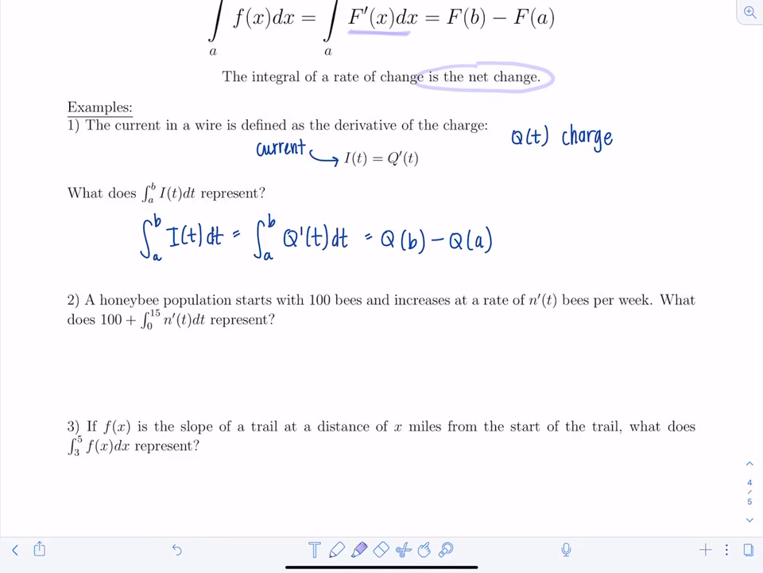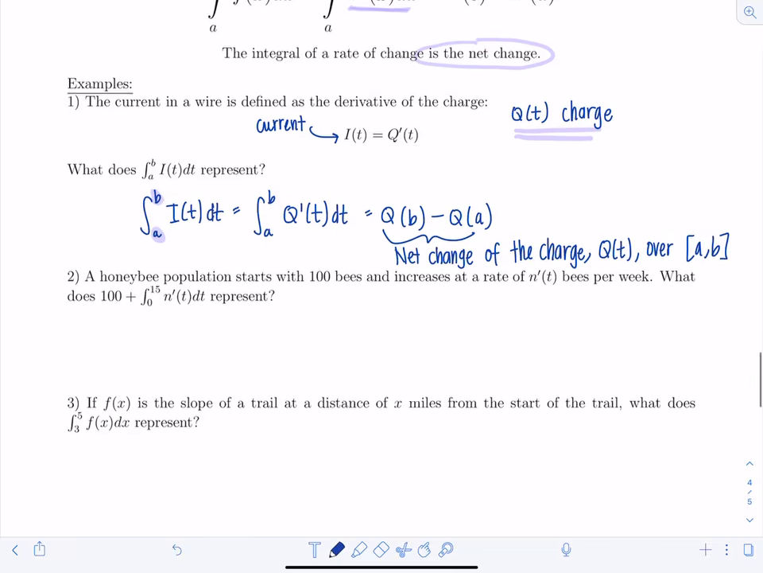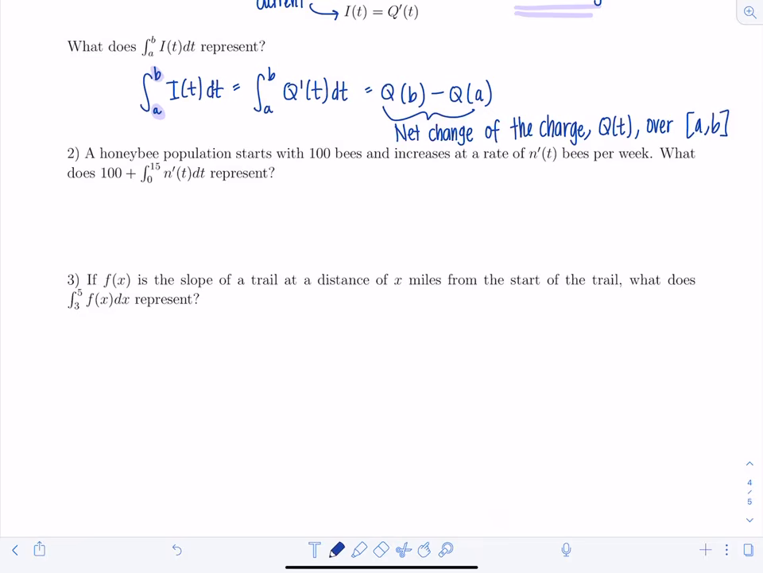And then let's think. So since Q of T represents the charge, right? And A to B is the interval for T, time, then that means this represents the net change of the charge, Q of T, over the interval from A to B. Okay, so it gives you the net amount of change. Okay, what other situations can we apply this to?